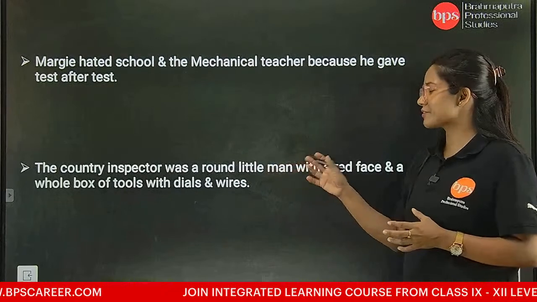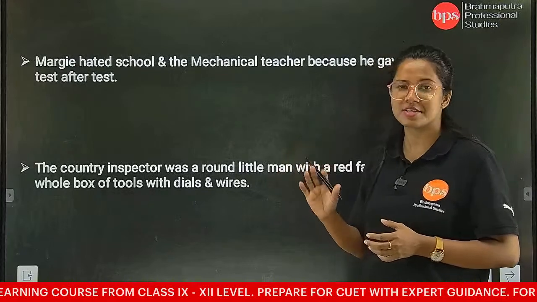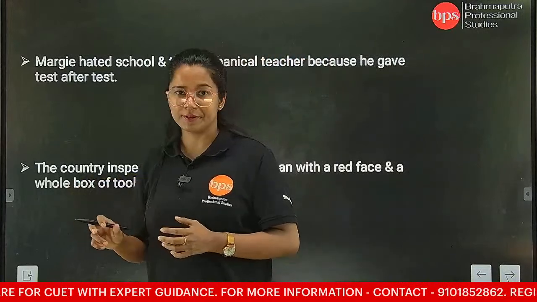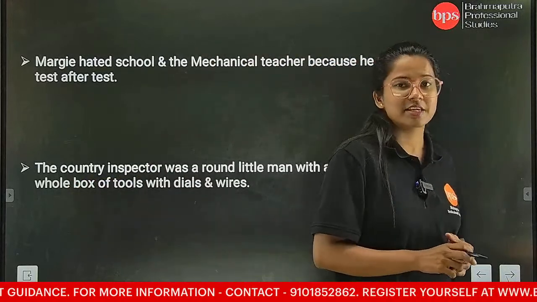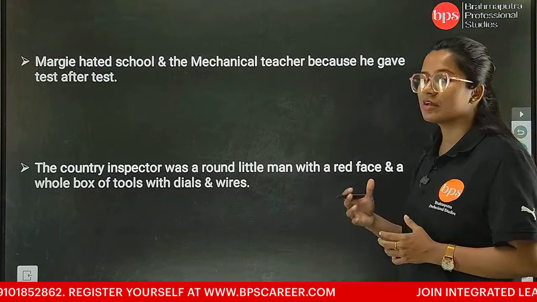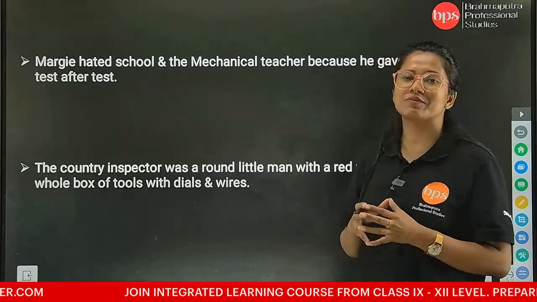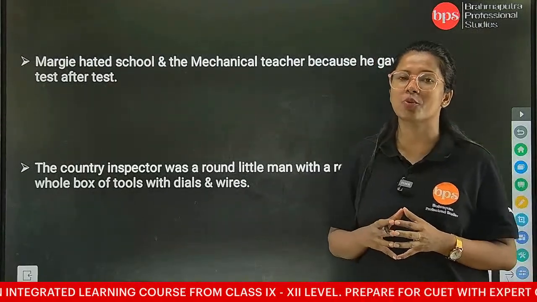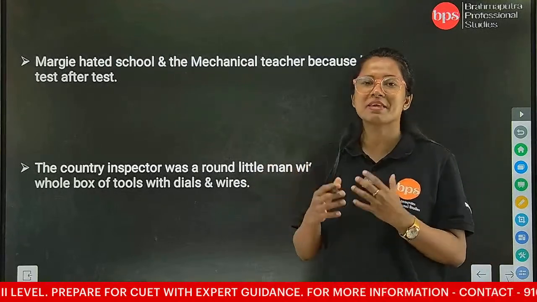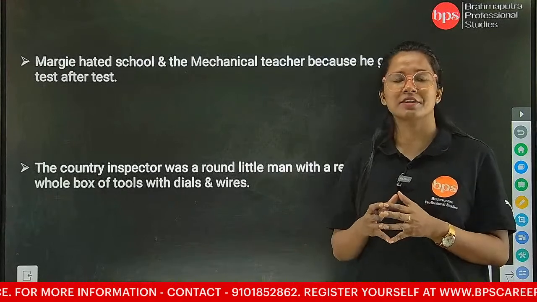The country inspector was a round little man with a red face and a whole box of tools and dials and wires. And the country inspector was an actual man who met Margie's mother, that is Mrs. Jones, and he spoke about the progress that Margie made in her academic career. In the story, there is no reference as to in which standard or class Margie and Tommy were reading, but there was a clear reference that the country inspector was speaking about the progress that Margie was making in her geography and arithmetic classes.